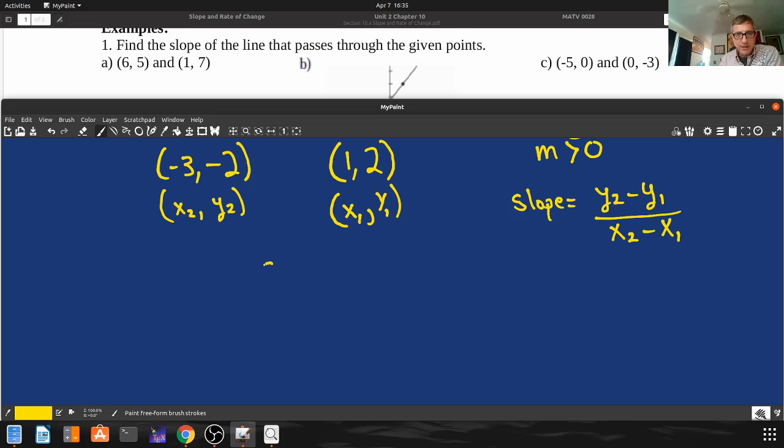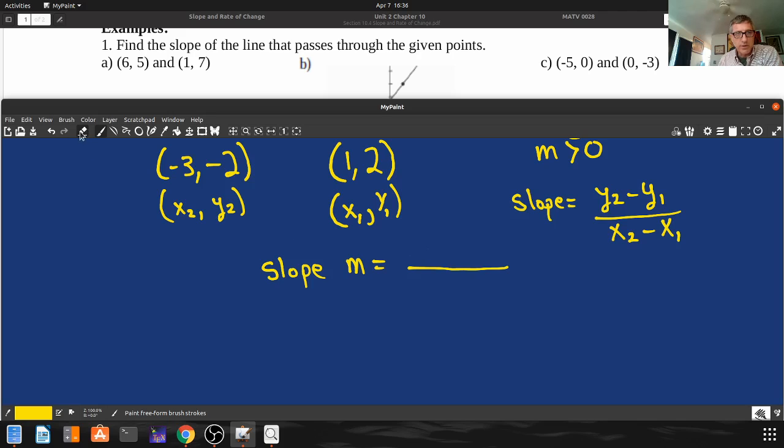So let's calculate the slope. The slope, m, is equal to my x2 value, which is minus 3, minus my, I said x2, I'm sorry, and I actually wrote it down. Glad I caught that really fast.